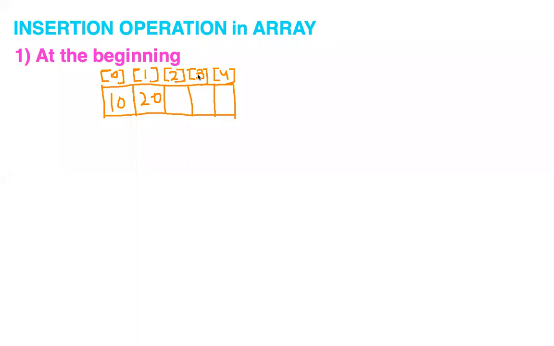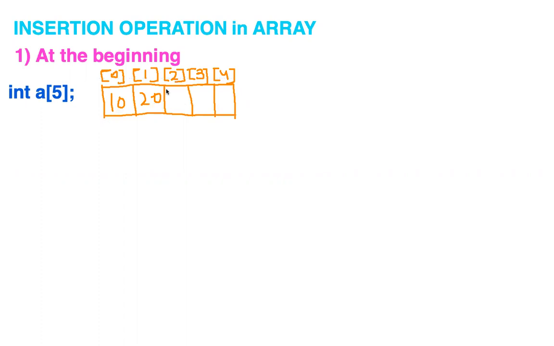Now let us see the example of insertion operation in array at the beginning. So we already have this array. Let us assume we have declared the size of this array, because we are storing integer data, to be 5. So out of 5 elements, how many elements have we inserted? Only 2 elements. Now I want to insert at the beginning.